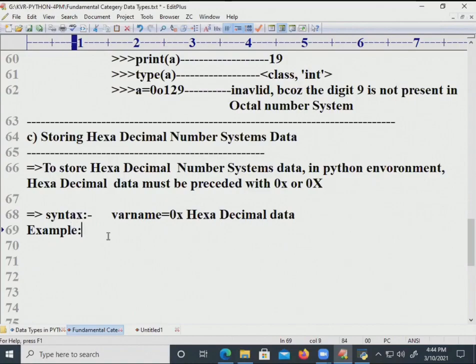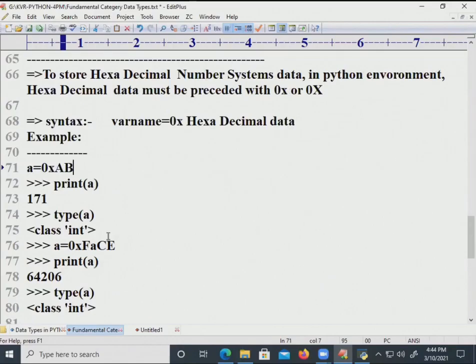Example. Come on now, write this down and continue.